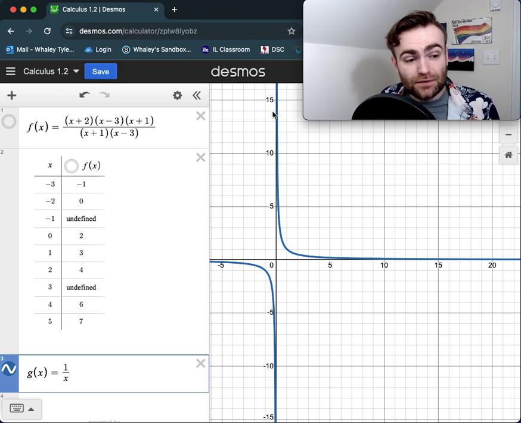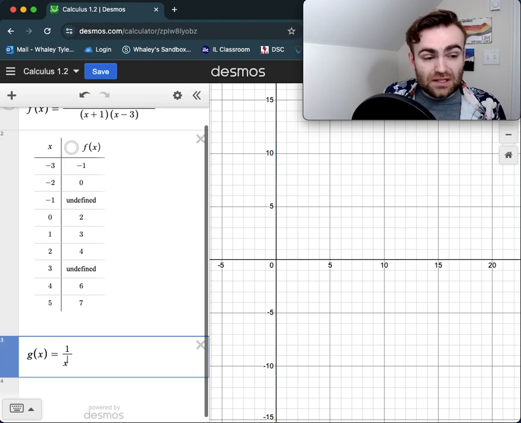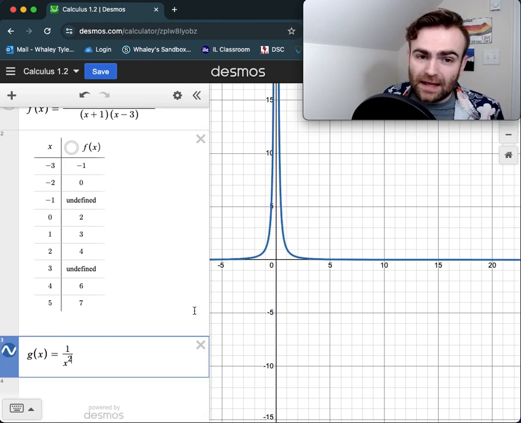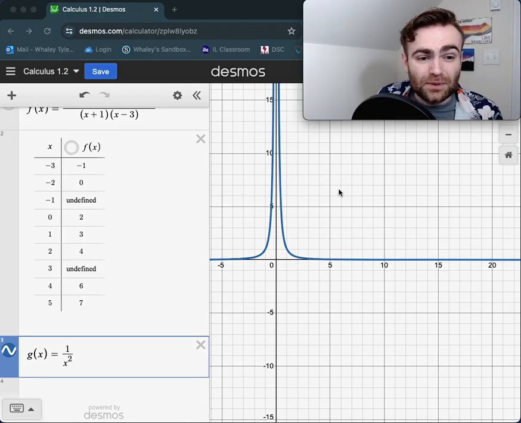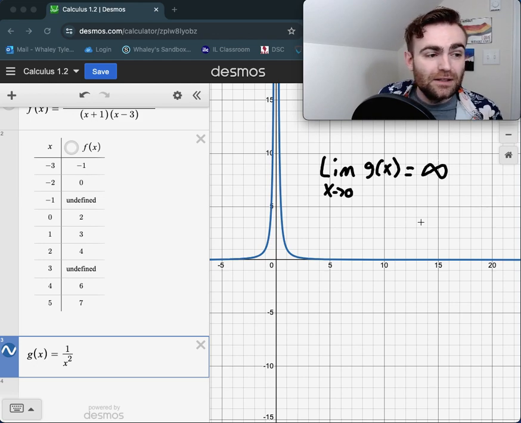But something that's kind of cool is if I raise that x to the power of 2, both ends now, the left and the right, are going towards +infinity, and the limit would exist there, and the limit would be +infinity. And again, I'll show you how to write that real quick. We would say the limit as x approaches 0 of the function g of x would be equal to infinity.